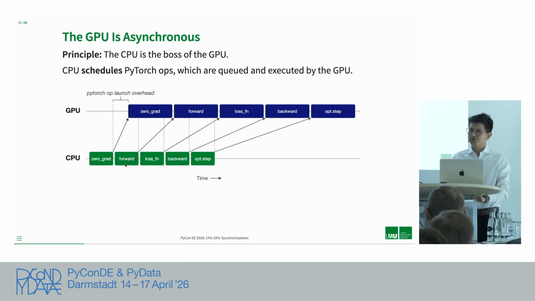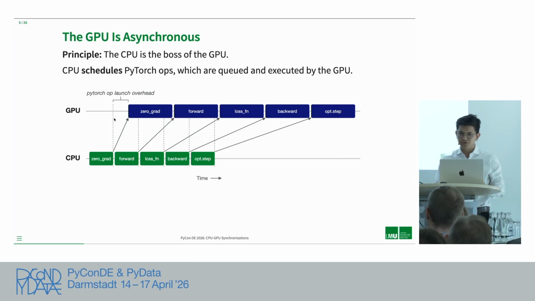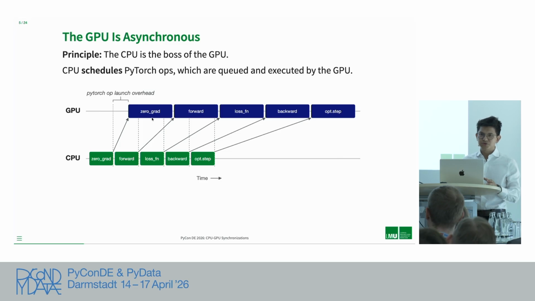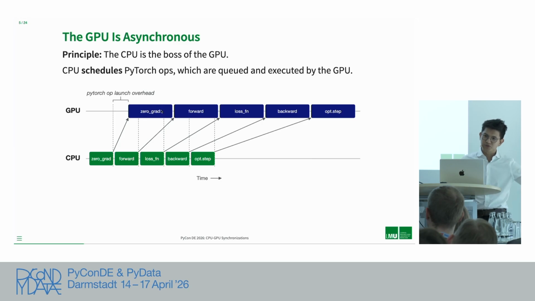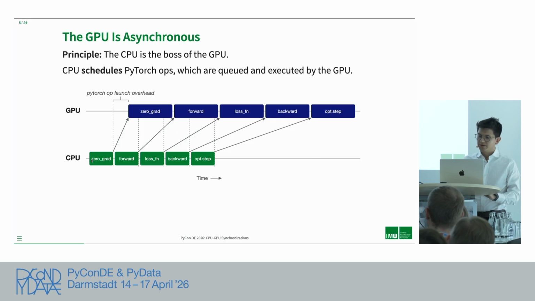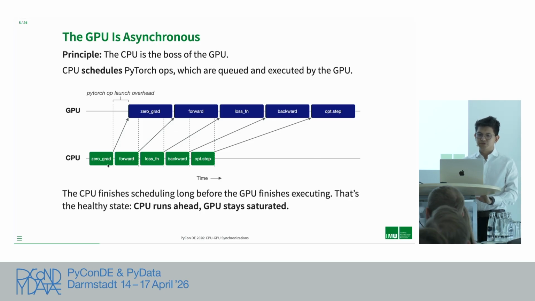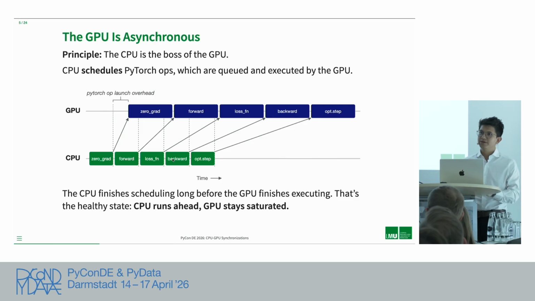So you see, these are the operations that we had in the loop: zero grad, forward, loss function, backward, and step. And it takes a little bit of time for them to move to the GPU and then start on the GPU. And then since the GPU is the one actually doing the work, it takes a longer time. Each operation takes a longer time on the GPU than it takes to be just scheduled from the CPU. And importantly, this means that the CPU finishes scheduling the operations before the GPU finishes executing the operations. And this is a healthy thing. This is what you actually want to have.